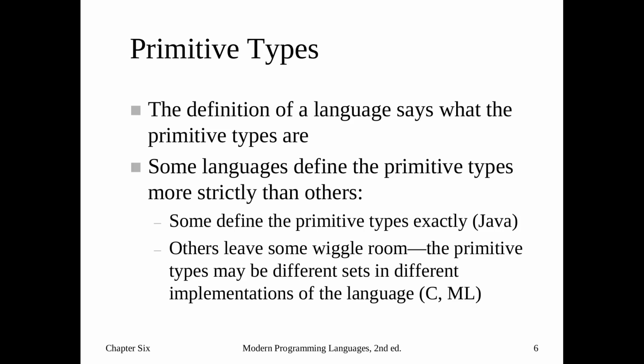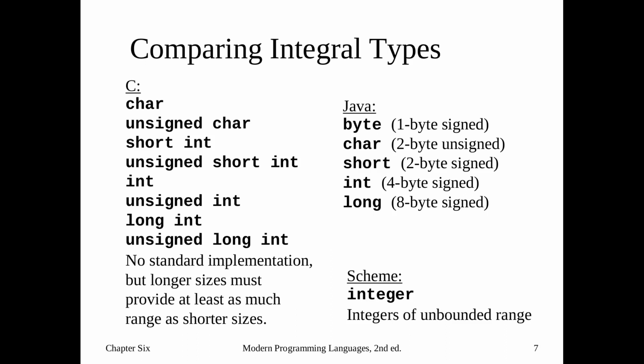And ML has the same thing going on with some of its primitives. So it depends on the language that we're talking about. So we want to compare integral types, right? In C we have char, unsigned char, short int, unsigned short int, unsigned int, long int, unsigned long int. There's no standard implementation, but longer sizes must provide at least as much range as the shorter sizes.